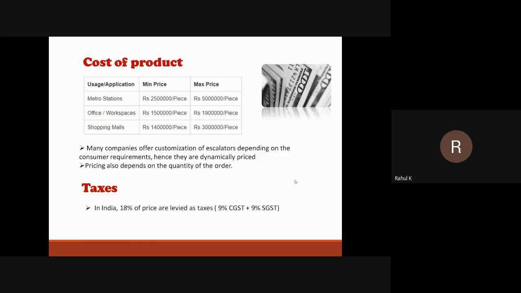We can't say that it's basically because of the quality. Every factor should be considered before pricing any product. Taxes in India are 18% of the product price levied as taxes for escalators. That is 9% CGST and 9% SGST.